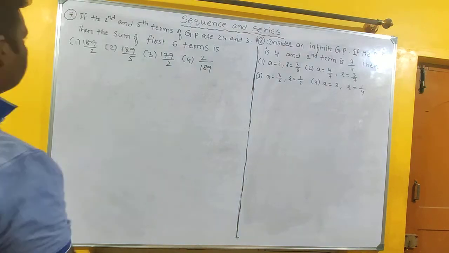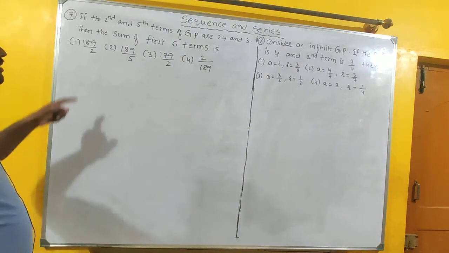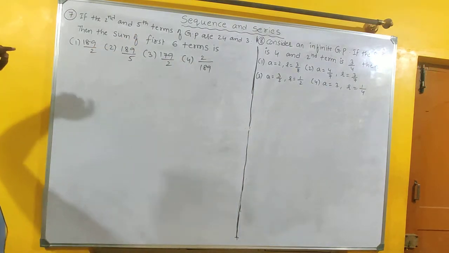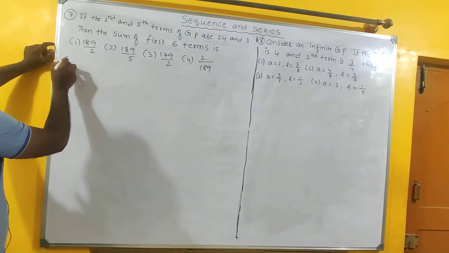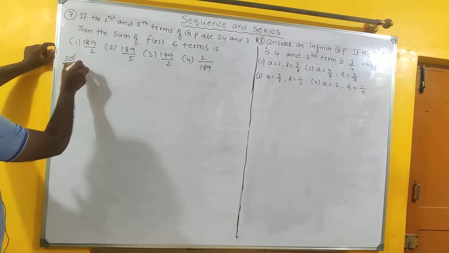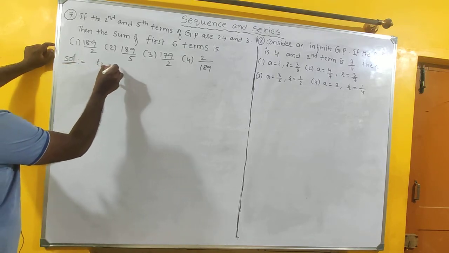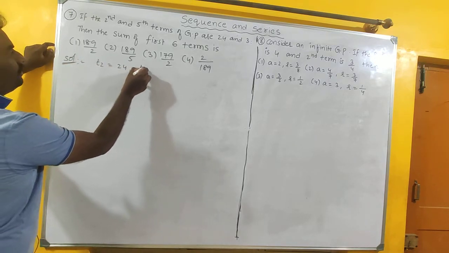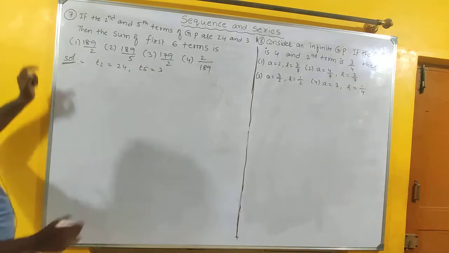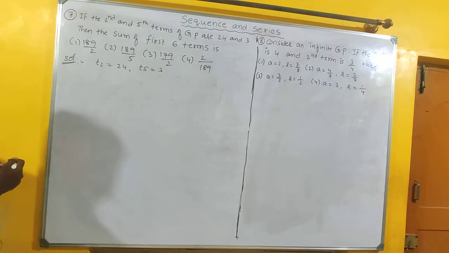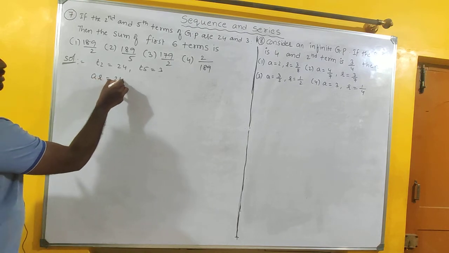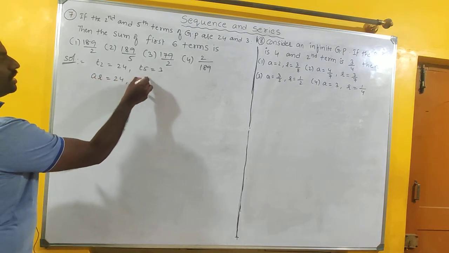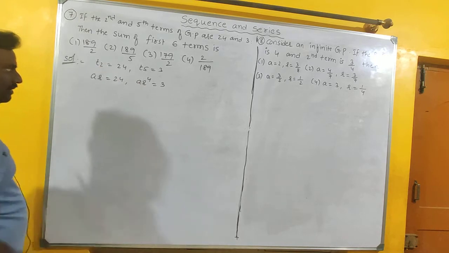Okay, next, seventh question. If the second term and fifth term of a GP are given, then we need to find the sum of the first 6 terms. Here the second term is given, that is T2, which is 24, and the fifth term is given, that is 3. What is the second term formula? That is AR. What is the fifth term? AR power 4, that equals 3.